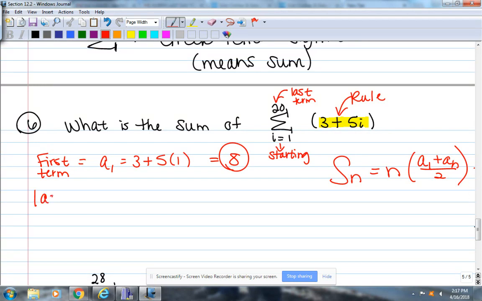My last term will be n equals 20. So a sub 20 will be 3 plus 5 times 20. Well, 5 times 20, isn't that 100? Okay. And 3 plus 100 is 103. So there's my last term.